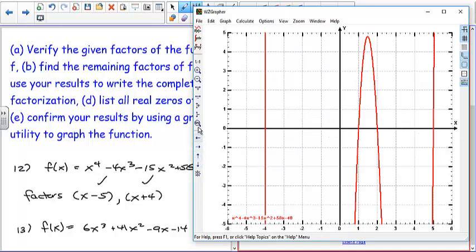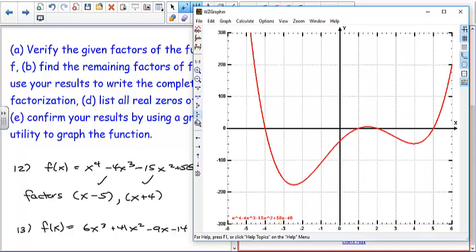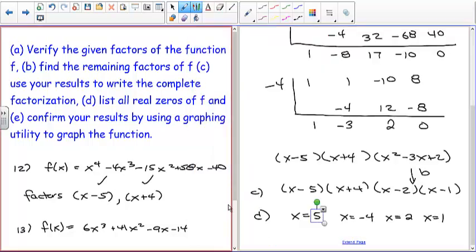Now I'm going to zoom out in the y direction just to show you what this thing looks like. So there it is. It's x to the 4th, so it's going to be an even function. See the end behavior. You can see the 4 values of x where it crosses the x-axis. Okay, so that's number 12.